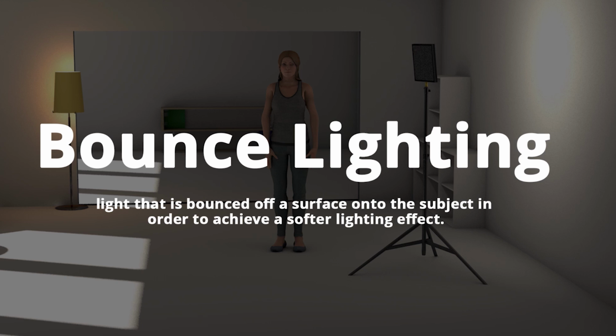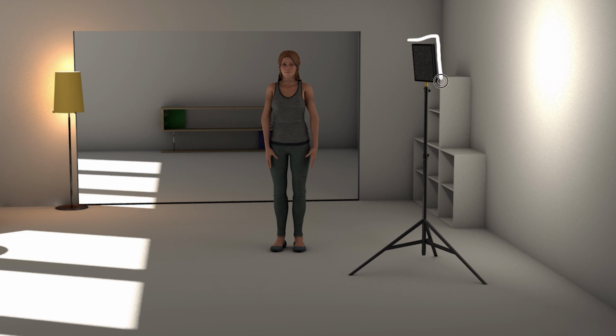Now we'll take a look at bounce lighting. Bounce lighting is lighting that is bounced off a surface, just like the name says, onto the subject in order to achieve a softer lighting effect. What we've done is we've taken this small light here, shot it into the wall, and that is bouncing off and reflecting onto our subject.